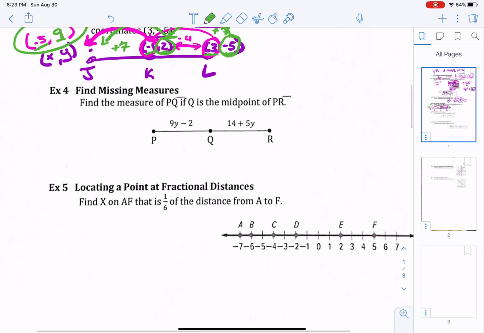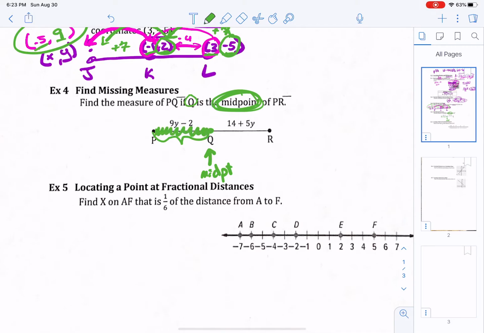Example 4, find the measure of PQ. So this is ultimately what I'm looking for. If Q is the midpoint, circle that word, midpoint, okay? If he is the midpoint, not only does he live in between P and R, but he is exactly in the middle of P and R, okay? Which means that this length here will be exactly the same as that length there, okay?